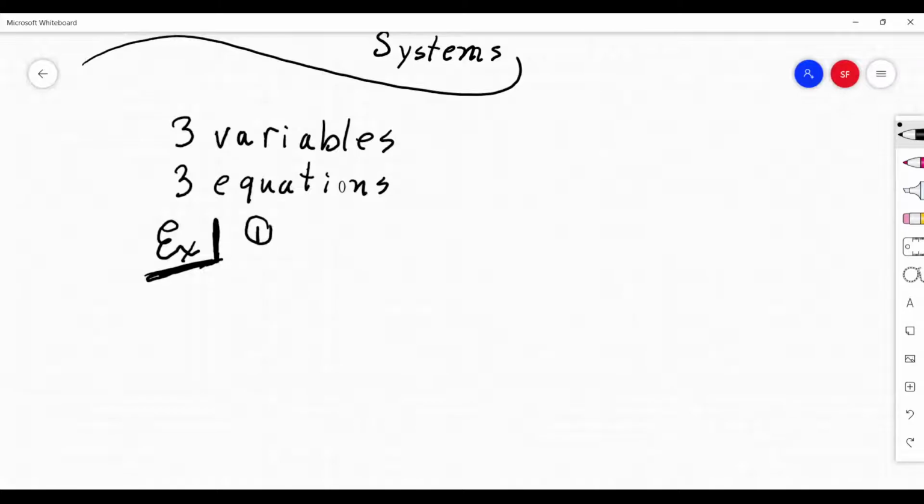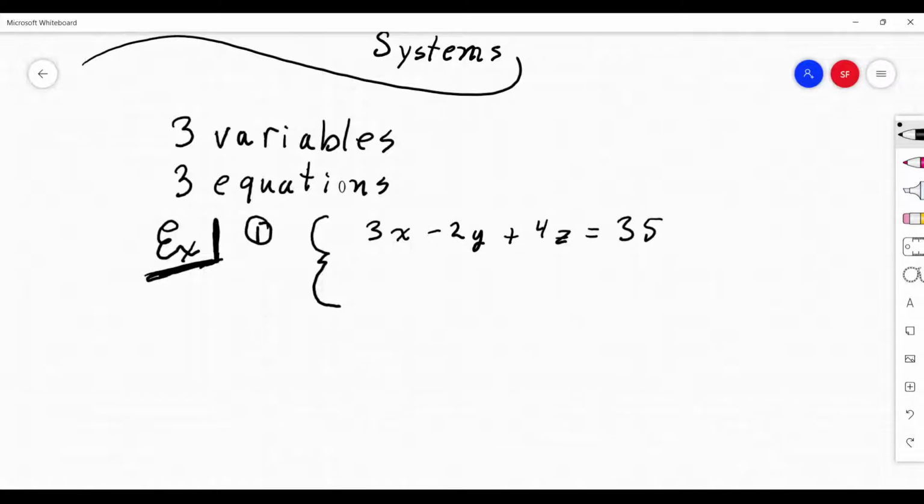So this is going to be example number 1. Example number 1 is going to be this system. I'm going to do a big old curly brace to keep it all included. And we're going to have these 3 equations. We're going to have 3x minus 2y plus 4z equals 35.